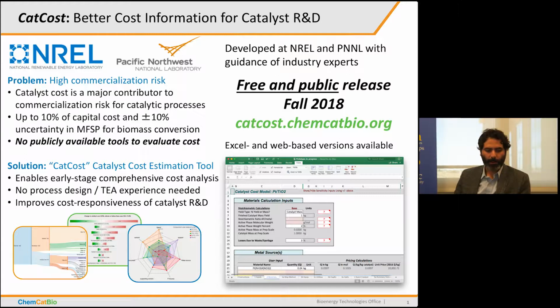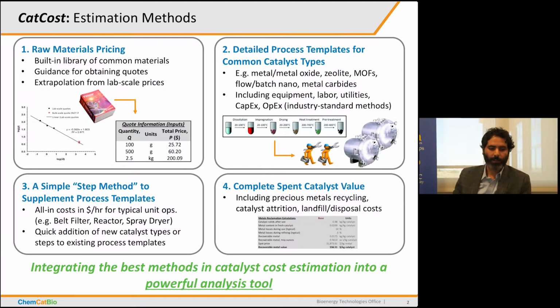The release of CatCost in the fall of 2018 is the culmination of a 3-year collaborative effort between NREL and PNNL with the guidance of an industrial advisory board. Both the spreadsheet and web-based versions of the tool, complete with in-depth documentation and user tutorials, will be released in the fall of 2018. We built CatCost, integrating it with industry-standard estimation methods, and it's adaptable to a wide range of catalyst synthesis types and user experience levels.